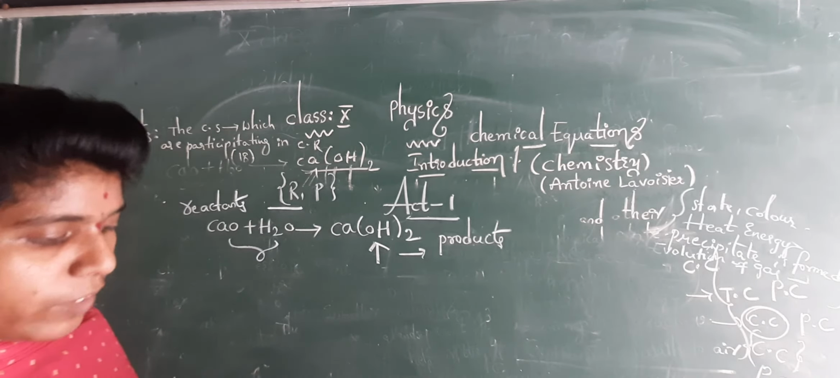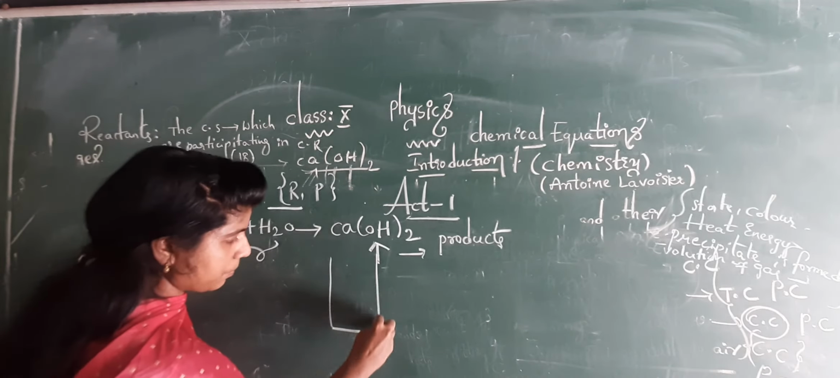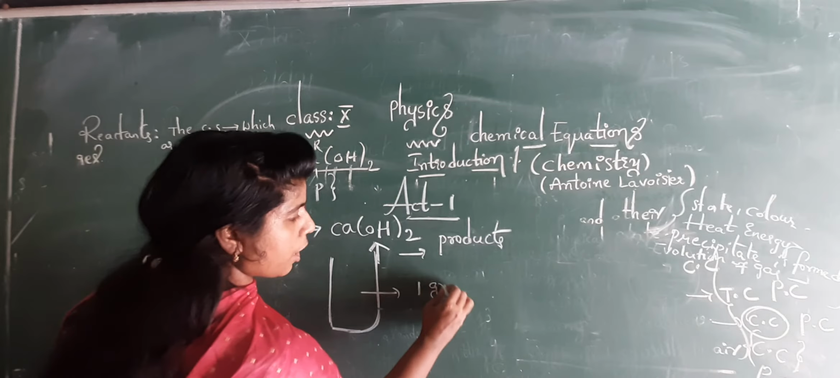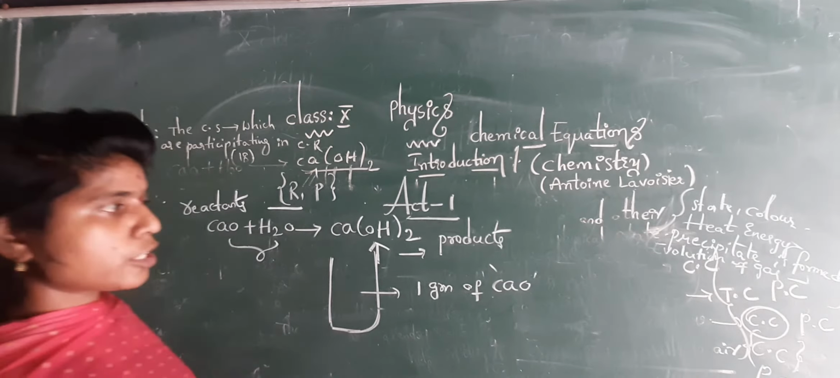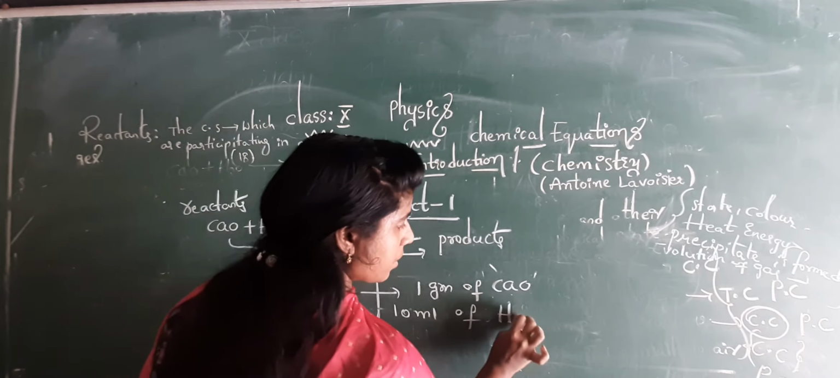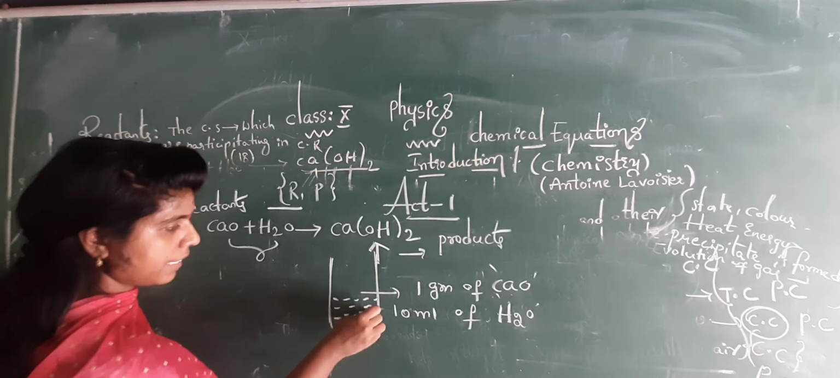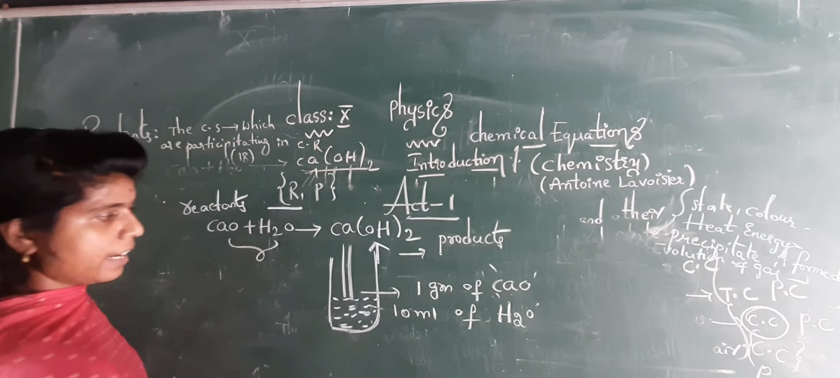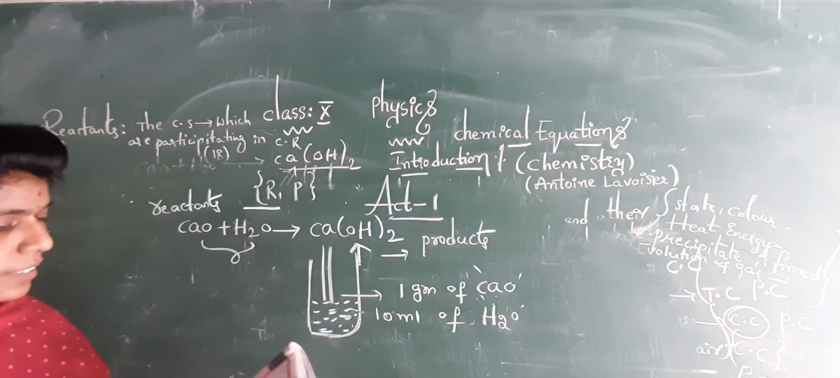Okay, look at the activity now. Take about 1 gram of quicklime, that is calcium oxide, in a beaker. So select one beaker. Now add 1 gram of calcium oxide. After adding this calcium oxide, we must add 10 ml of water. I have added 10 ml of water.